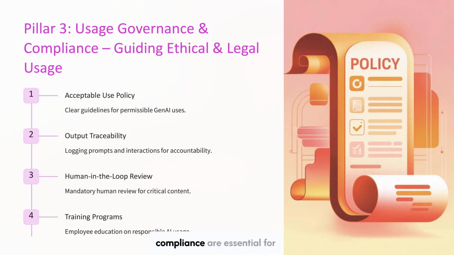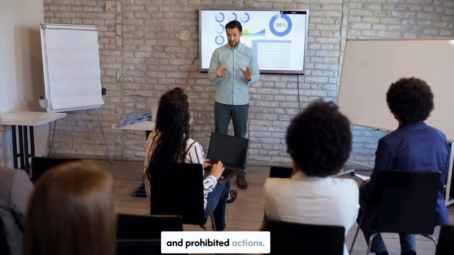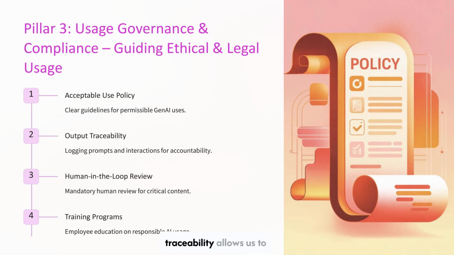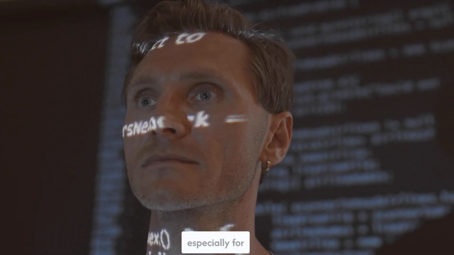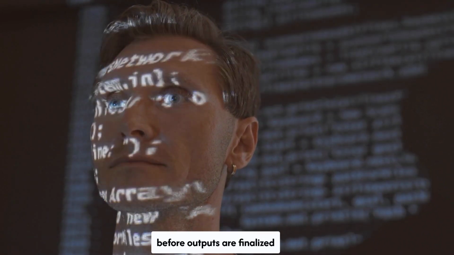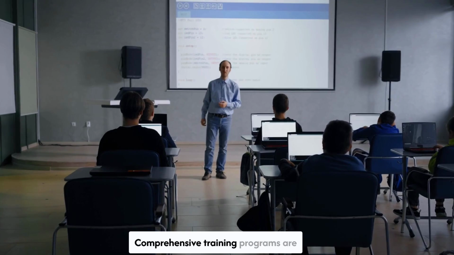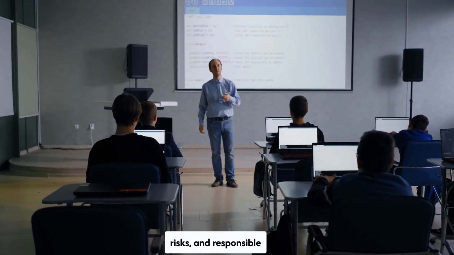Effective governance and compliance are essential for guiding ethical and legal Gen AI usage across the organization. This involves establishing a clear acceptable use policy that outlines expected behaviors and prohibited actions. Implementing output traceability allows us to understand how specific outputs were generated, which is crucial for auditing and accountability. A human-in-the-loop review process provides a critical safety net, especially for high-risk applications, ensuring human oversight before outputs are finalized or acted upon. Comprehensive training programs are also vital to educate users on policies, risks, and responsible interaction with Gen AI tools.